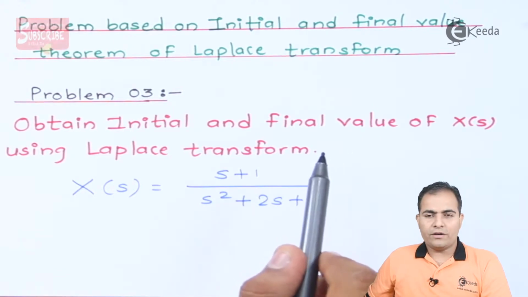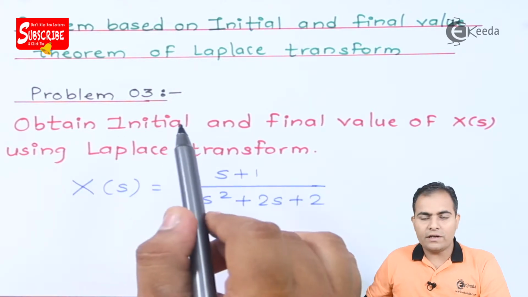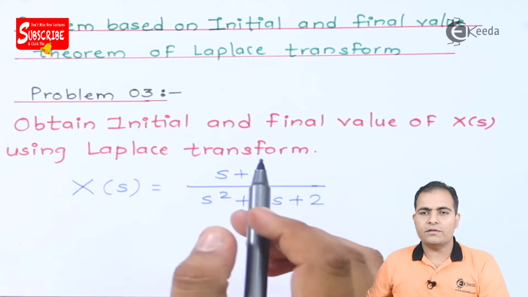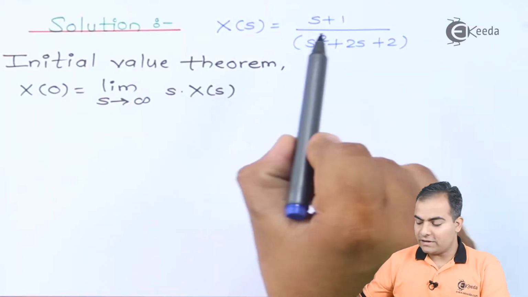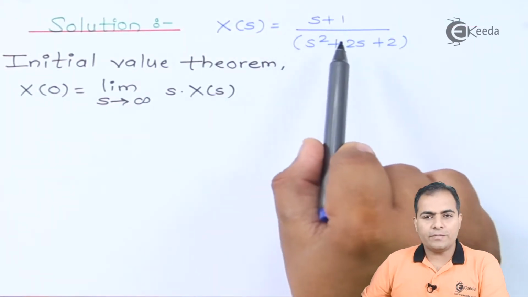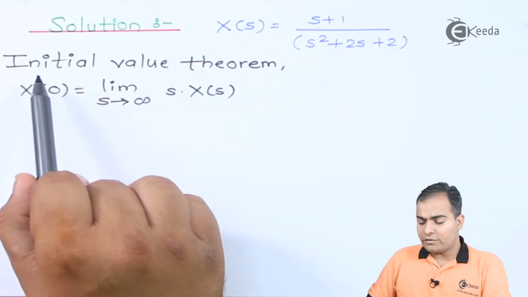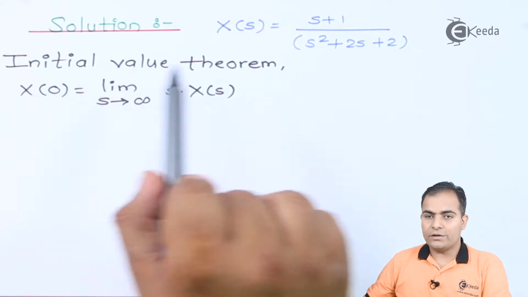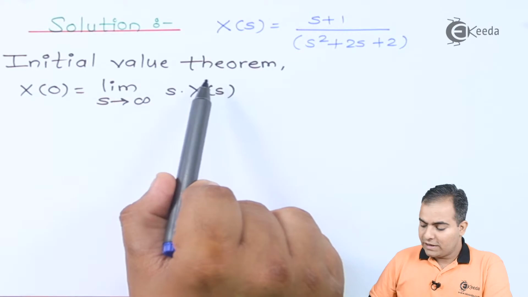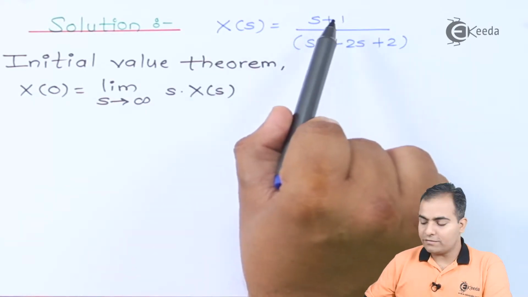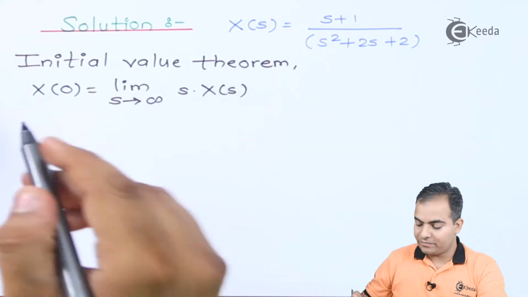So, I'm not going to waste your time. We'll solve directly. We'll move on to the initial value and then we'll solve the final value of x of s. Now, x of s is (s plus 1) divided by (s square plus 2s plus 2). This was our question. According to the formula of the initial value theorem of Laplace transform, x of 0 is limit s tends to infinity of s into x of s. Here we are going to substitute the value of x of s in this formula.